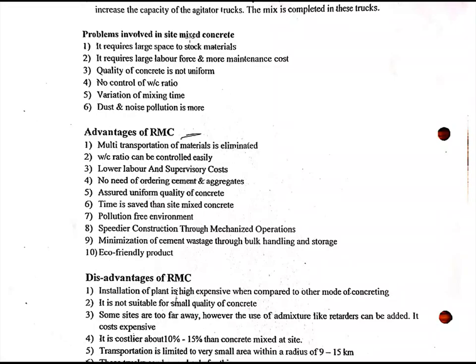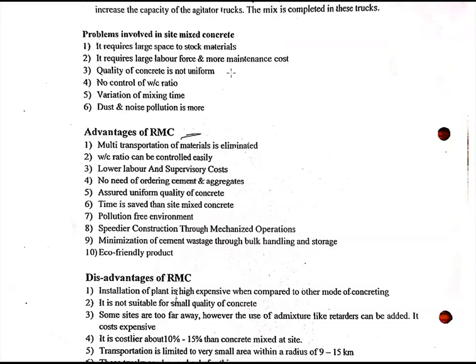Now let us look into the problems which are faced in site mixed concrete. See, the very first major problem is when we have mass concreting, we have to stock too much material. Say for a small residential building, we need around 100 bags of cement, around 3 to 4 trucks of sand, 3 to 4 trucks of aggregates. So to store all these materials at a construction site, it will be very difficult and very difficult to manage. The labor force will be higher.